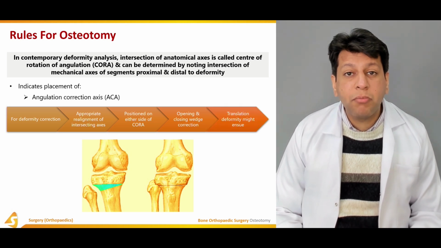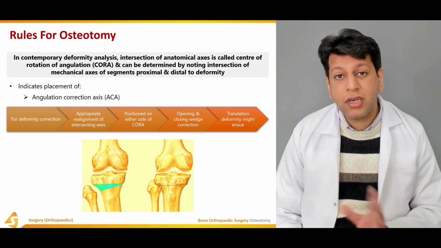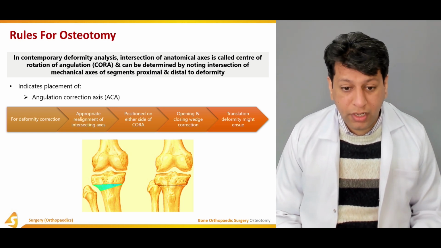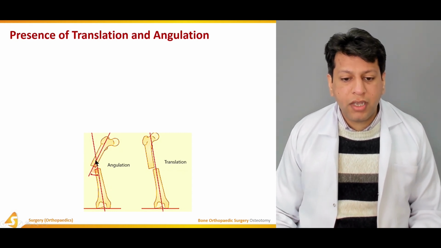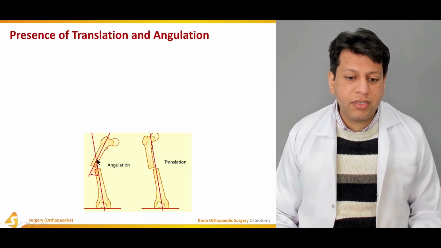Sometimes what happens is, with a simple opening wedge or closing wedge, although the angulation is corrected, as it's not corrected in the 3D plane, it actually produces a translation deformity. If you see this diagram over here, this is the proximal segment, this is the distal segment. We have calculated the axis over here and the center of axis over here. We know this is the intersection point, and this is the angle of angulation correction axis which is needed. Now this is the point where it's correcting itself. So this is the deformity, and the CORA lies above the level of deformity.